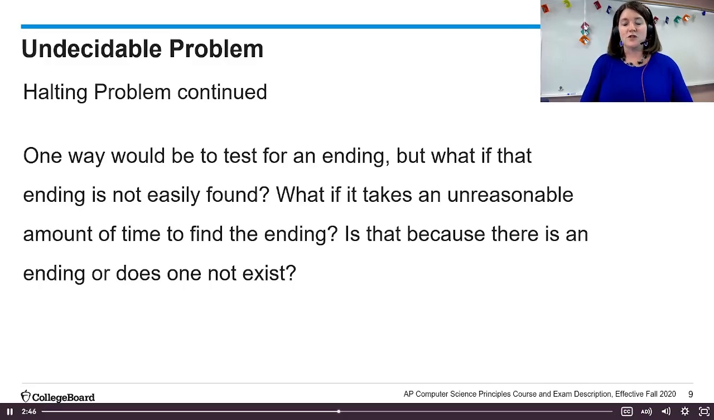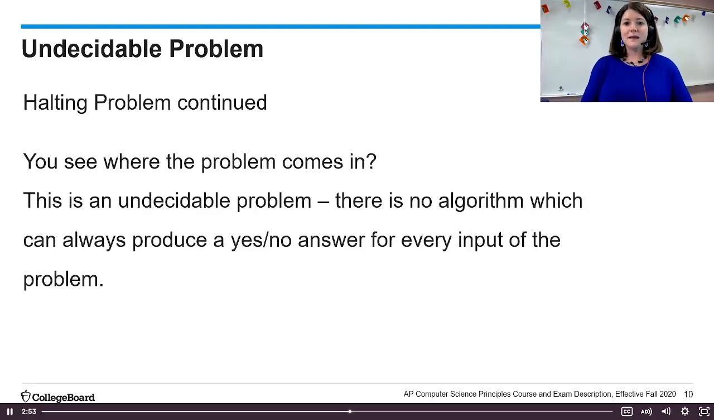So if we try to determine if the program ends, what if we can't? Do we know that there's an end or do we not? So you see where the problem comes in. This is an undecidable problem. There is no algorithm which can always produce a yes/no answer for every input of the problem. So we can't always determine: will the program end or will it run forever?